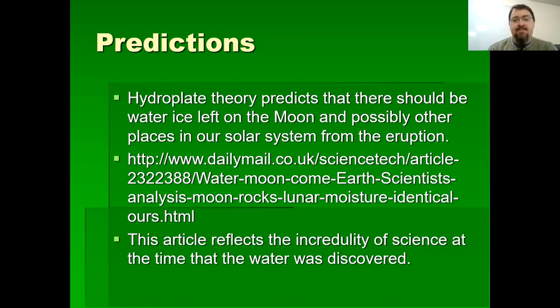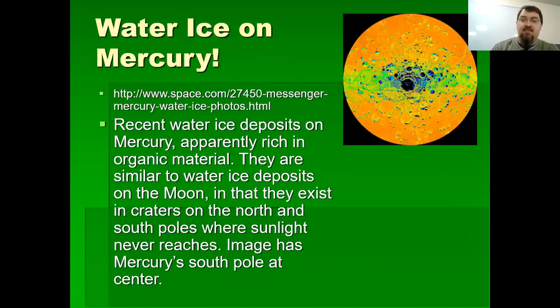Okay. So we predicted this stuff back in the 80s, and we found it. We found that water ice that's on the moon. I would be very interested to know if it's salt water. That is also a prediction of hydroplate theory, that you'd have a significant amount of salt in that ice on the moon. Well, if that's not enough for you, then we find water ice on Mercury.